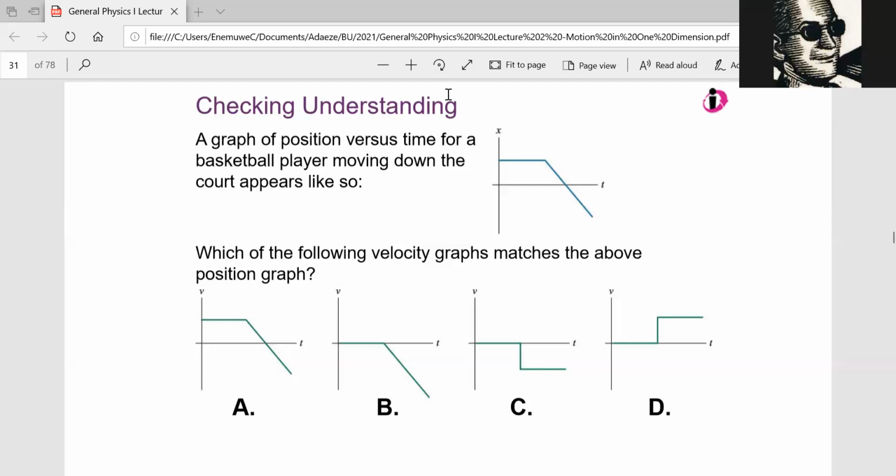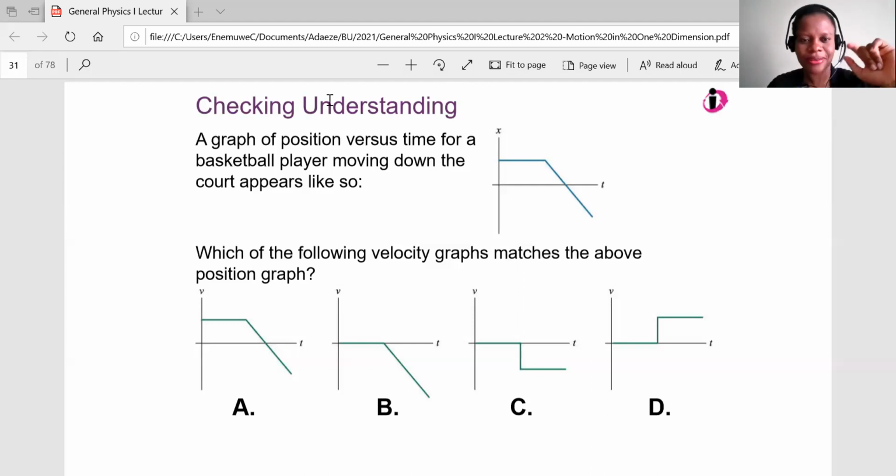Okay, so let's go to that question. So the graph of the position versus time for this is represented this way. Which of the following velocity time graphs gives us this? So for the position, we established that at 0 or a horizontal line for the x direction, the slope is always what?